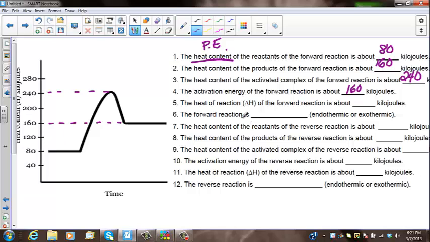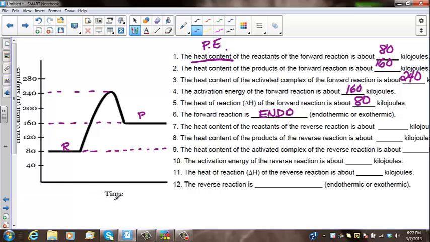The heat of reaction of the forward. So heat of reaction is the difference between the products. So here's your products, here's your reactants. So it's going to be 160 minus 80, about 80 kilojoules. And the forward reaction is going uphill, so we know it is endo.